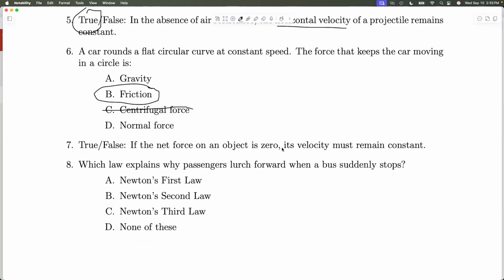Oh, no, I read it backwards. I lied to you. If the net force is zero, the velocity is constant, not necessarily zero, constant. That is true. That's the first law.